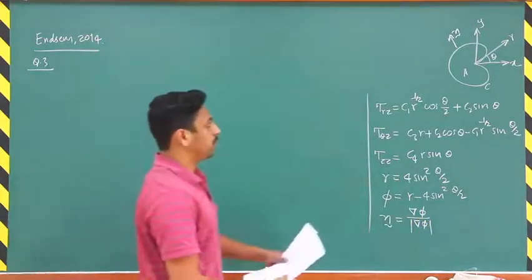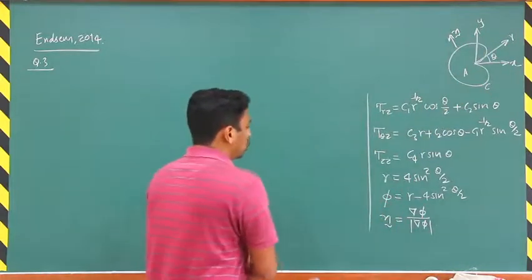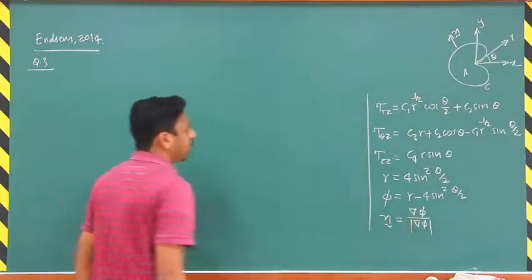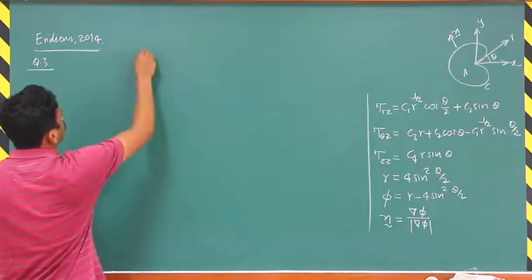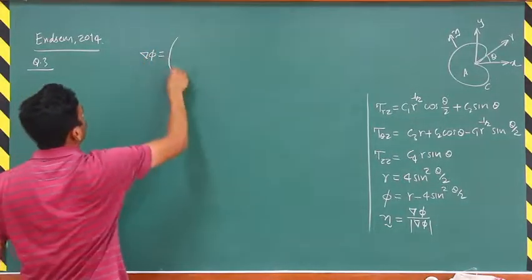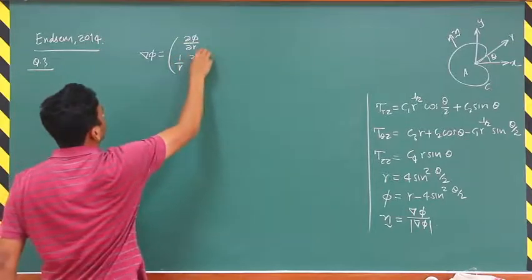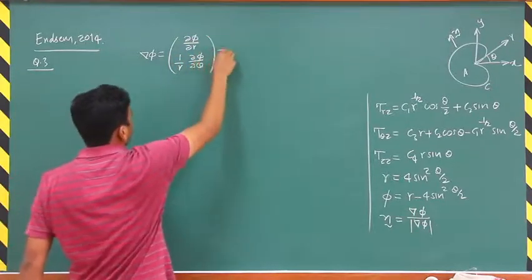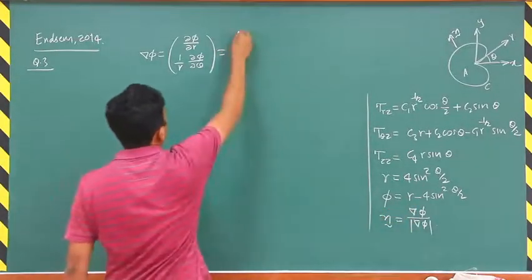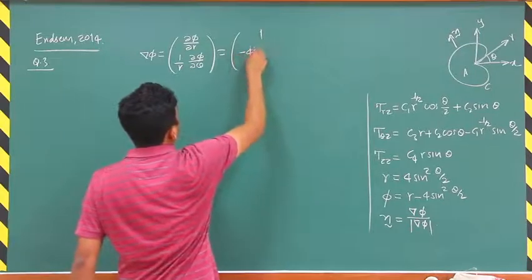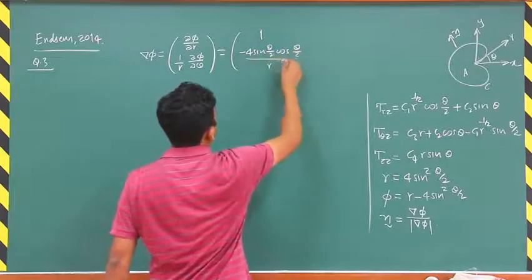Now we are using the polar or cylindrical coordinate system for this problem. So we'll find this del phi operator in the polar coordinate system and the normal components for that particular contour C. Del phi in the polar coordinate system is given by del phi over del r and 1 over r del phi by del theta. If we differentiate this relation for phi, we get these components to be 1 and minus 4 sin theta by 2 cos theta by 2 divided by r.